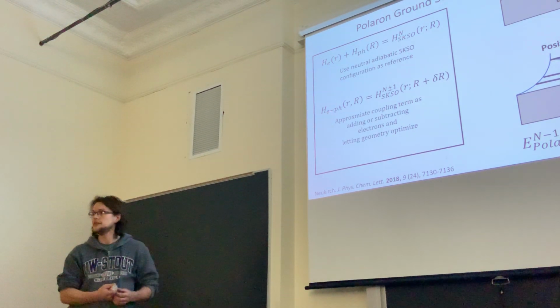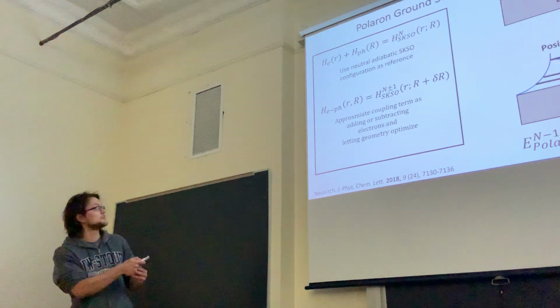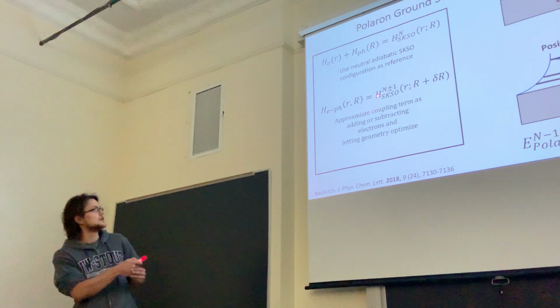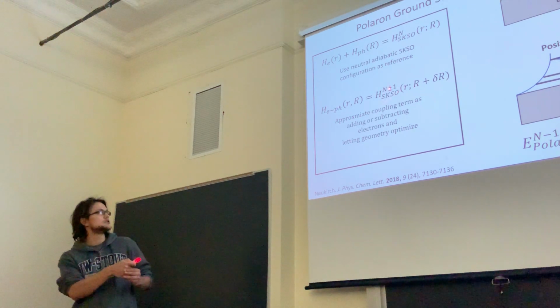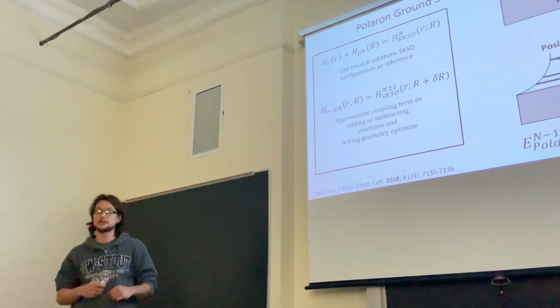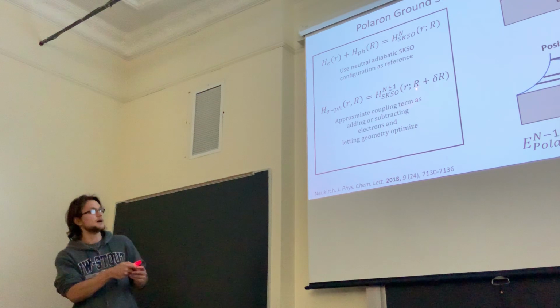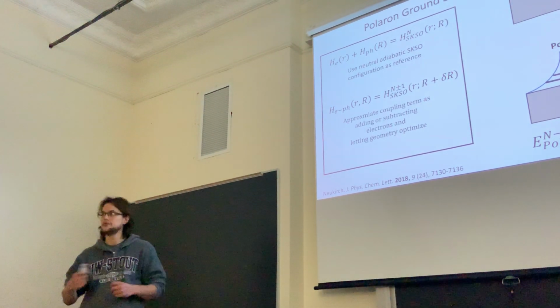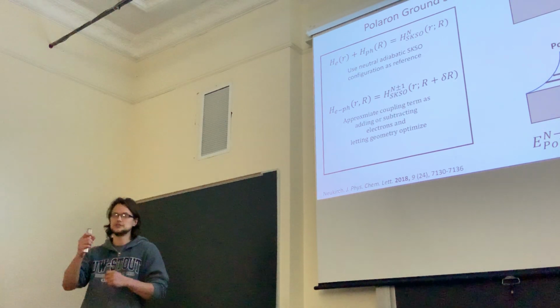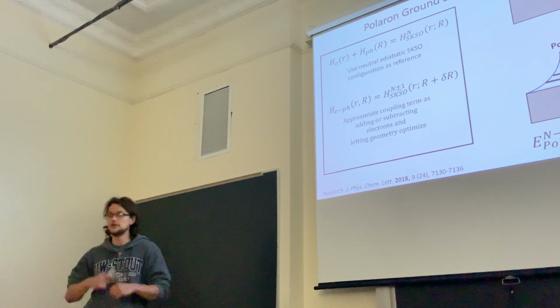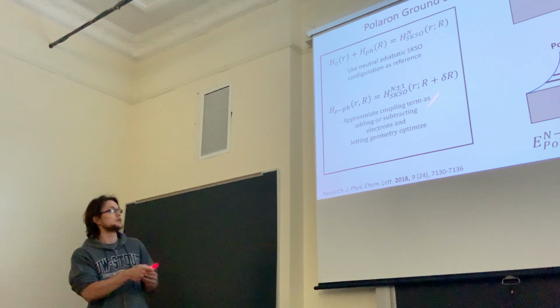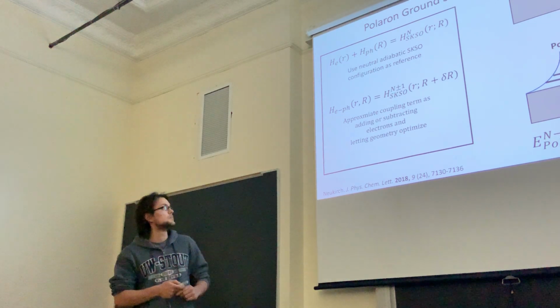And to approximate the cross term, the electron-phonon coupling, we either add or remove charges from our model system, or add or remove electrons. And then we let the model optimize this delta R around the new charge. And so it changes the atomic positions due to the new charge. And so that's how we approximate the polaron formation.